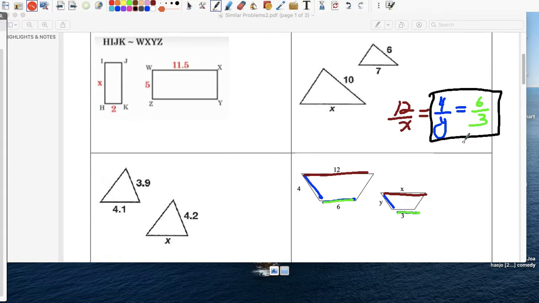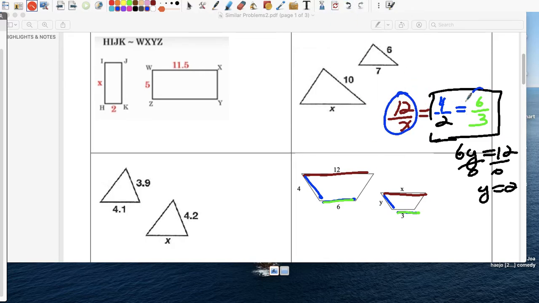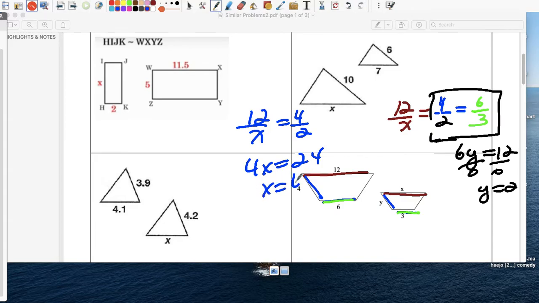All right, so for cross multiply, we get 6y equals 12. Divide both sides by 6, and y equals 2. So I'm going to come over here and take the y out and put the number 2, because I know what y is. Now, like I said, you have a choice. You can use these two, or you can use this one and this one. It's up to you. Okay, so let's choose the ones that are next to each other. So 12 over x equals 4 over 2, and we get 4x equals 24, and x obviously is 6.